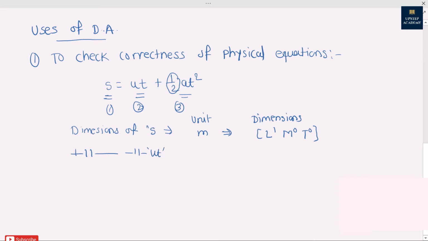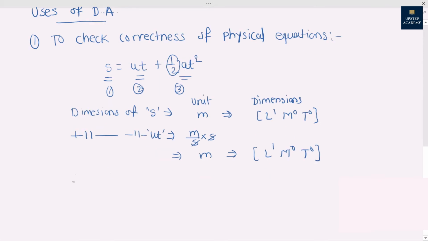ut. What will be the unit of it? Its unit will be meter per second, as u is the initial velocity, and meter per second is its unit, multiplied by second again, because time is in seconds. So the second will get cancelled, and ultimately the unit of ut will become m, and its dimensions will be the same, L raised to 1, M raised to 0, T raised to 0.